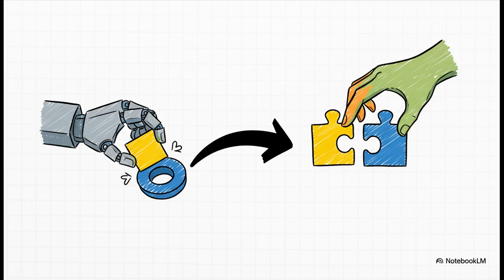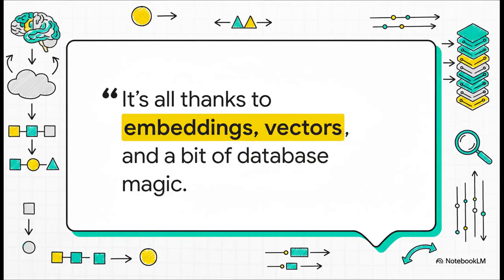So if there's one thing to take away from all this, it's this. We are moving from a world where computers just match exact words to a world where they can understand our intent and our meaning. And that is a massive, massive leap forward. So the next time an AI surprises you, the next time it remembers something you said earlier, you'll know exactly what's going on under the hood. It's all thanks to this clever bit of database magic using embeddings and vectors.